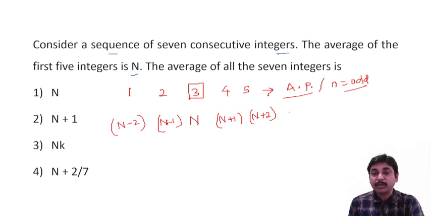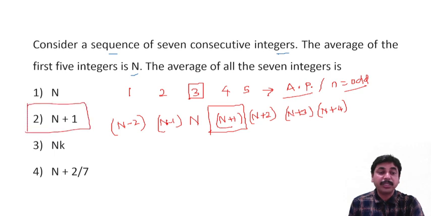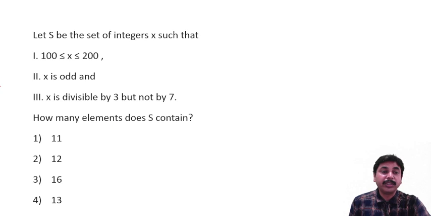What will be the next two numbers here? n plus 3 and n plus 4. Now these are the 7 numbers. Again, these are in arithmetic progression. Figure out the middle term. Now my middle term is n plus 1. So the average of all 7 numbers will be n plus 1, which is option number 2. Let us go to the next question.